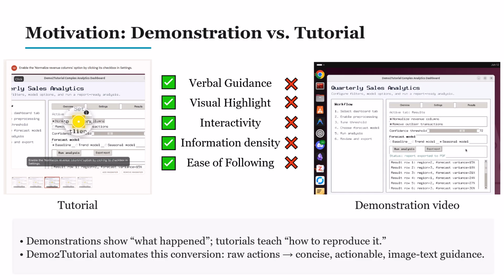This difference matters because the target learner is not just watching. They need to reproduce the task. So the core idea is knowledge compression and grounding. Turn raw action traces into actionable image-text instructions. The paper also argues that this representation can benefit both human learners and GUI agents.